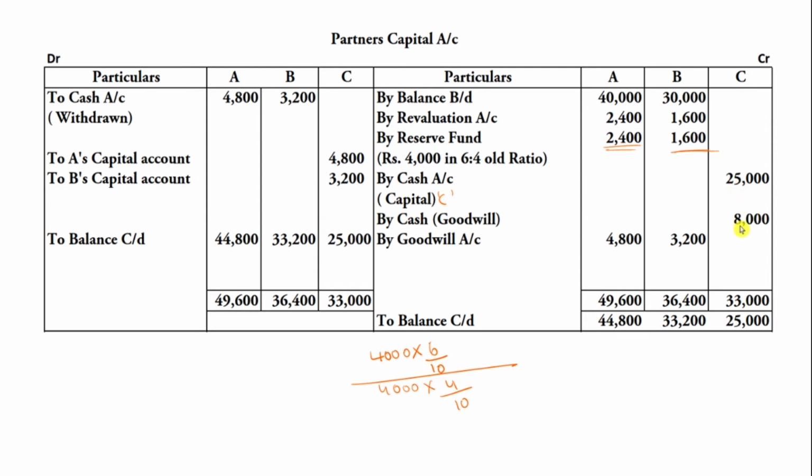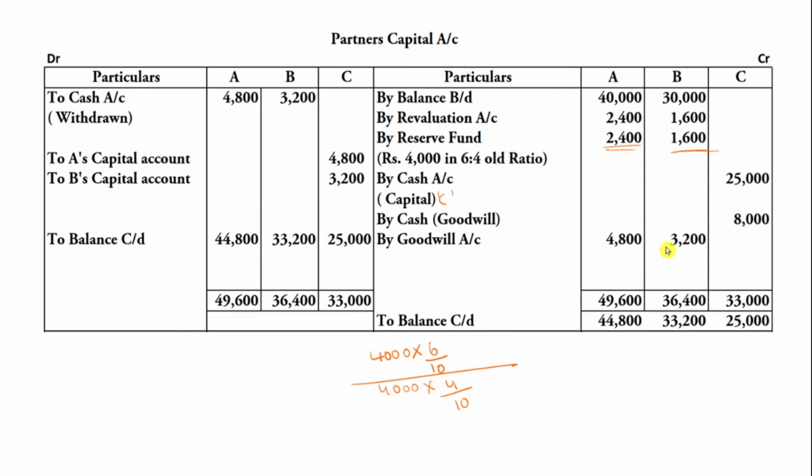He's bringing 25,000 as well as 8,000, and this 8,000 does not belong to C. 25,000 is his capital, 8,000 does not belong to C. That should be withdrawn by the old partners, and first of all we need to transfer it. Then the partners will withdraw this amount. So here it is written on the credit side, and that should be debited because here he is bringing the amount, and that should be taken off from his capital. Right now it's in his capital account. That should be taken off by A and B. I'll tell you one by one. First of all, write by cash goodwill 8,000 rupees.